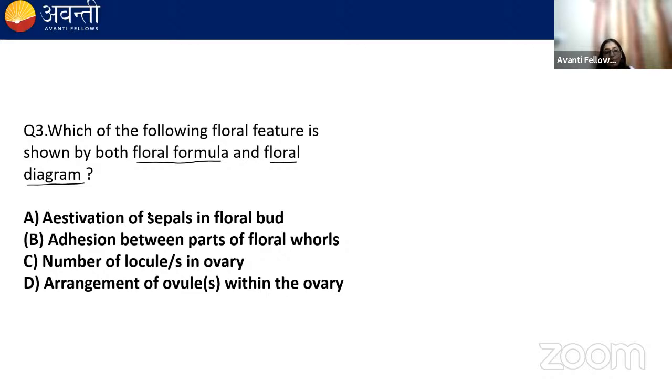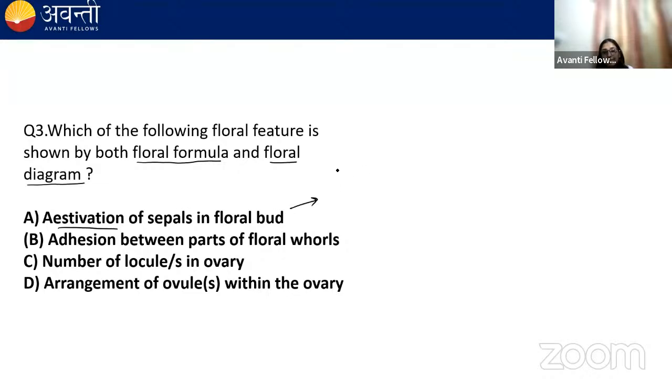Option 1 says estivation of sepal in a floral bud. Estivation, you all know, is the arrangement of sepals and petals with their respective members. You see valvate estivation, imbricate estivation, vexillary estivation, right? So, estivation of sepal in a floral bud.